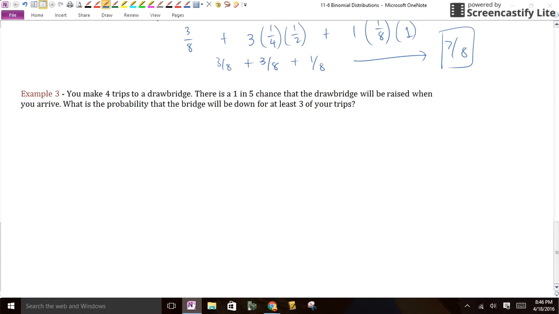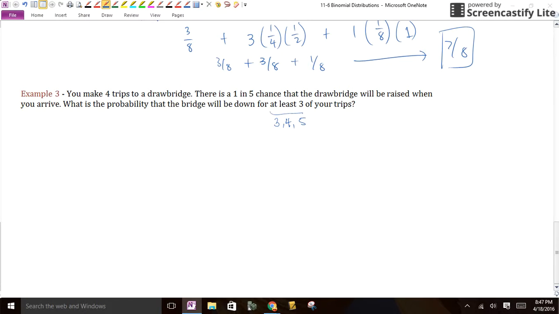All right, now let's do example 3. You make 4 trips to a drawbridge, and there's a 1 in 5 chance that the drawbridge is raised when you arrive. So that means there's a 4/5 chance that the drawbridge is down. What's the probability it'll be down for at least 3 of your trips? So again, here's that fancy word, at least. That means 3 trips it's down, or 4 trips it's down, or all 5 trips it is down.